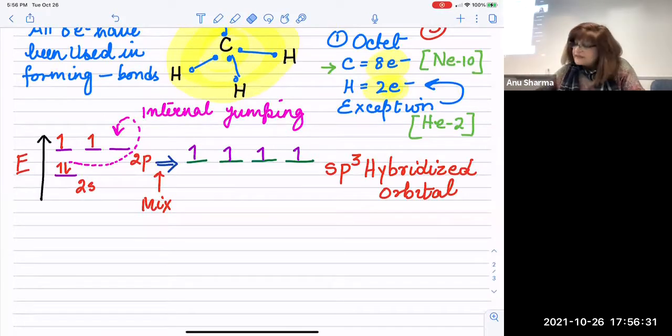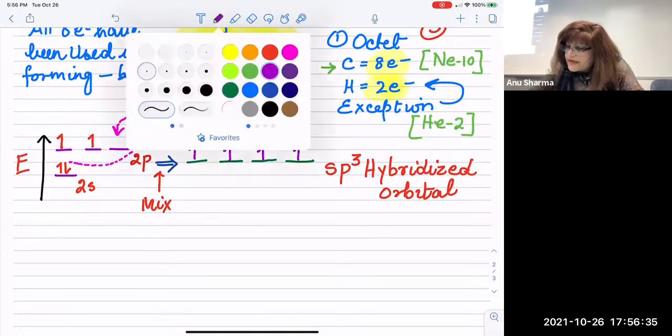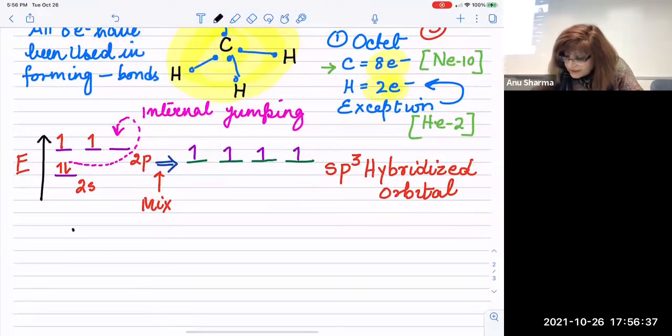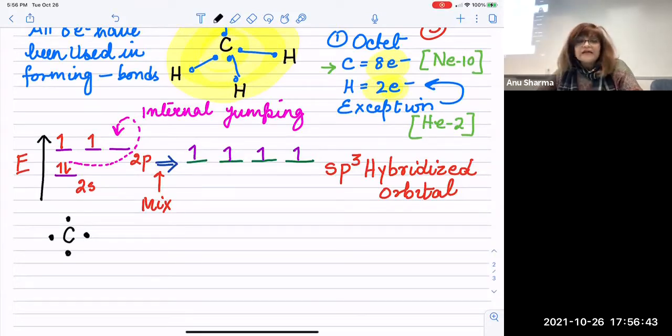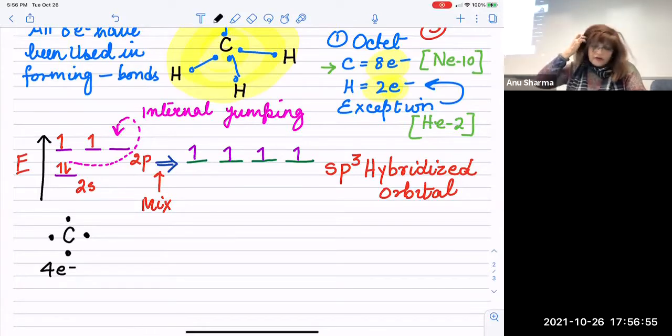So this is the reason why carbon, in the hybridized state, has 4 electrons in its last shell. That is what it means. So the 4 electrons that we draw for carbon's Lewis structure, that is where they come from. So this is fine. How do they look, though?